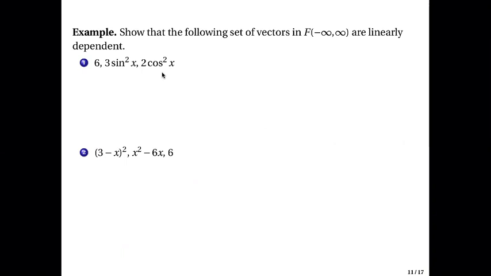Let us label this. F1, this is your 6. F2, 3 sine squared x. F3, this is 2 cosine squared x. So we want to write F1, F2, or F3 as a linear combination of the other vectors.